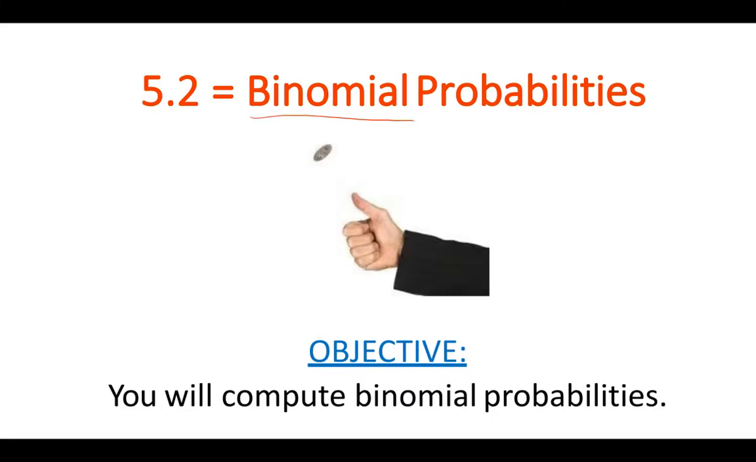But the root of the word bi, of course, means two, like a bicycle is two wheels. So in this case, binomial probability is the probability of something occurring that has exactly two outcomes. So the illustration we use here is a coin flip. That's very often used because when you flip a coin, you either get a heads or a tails. So there's two outcomes, a head or a tail. And we're going to define those as successes or failures.